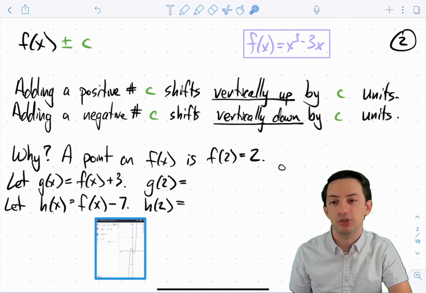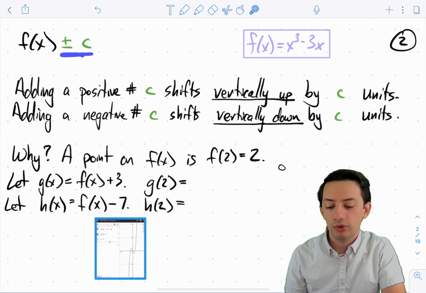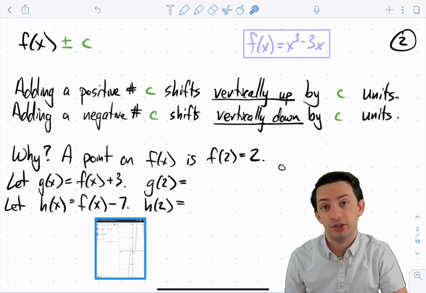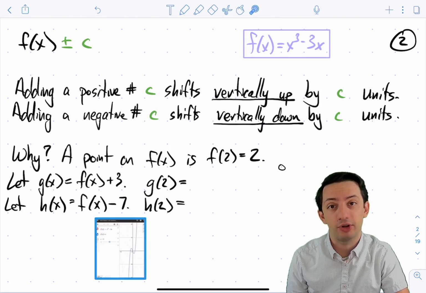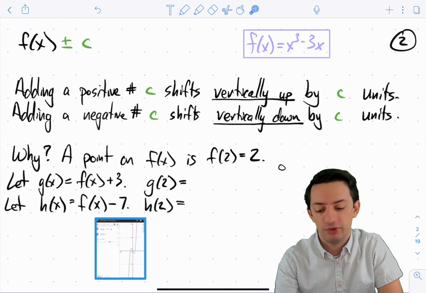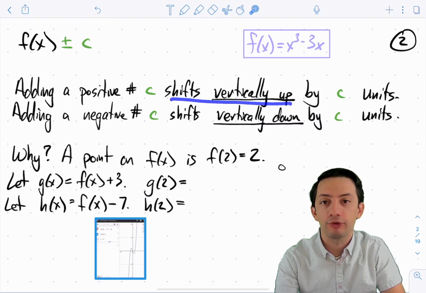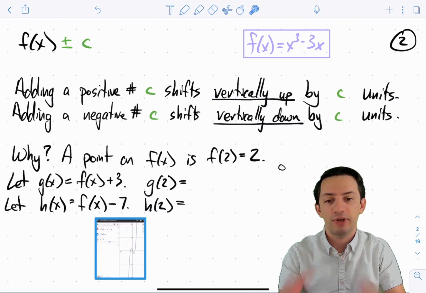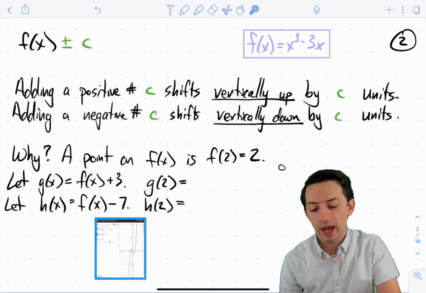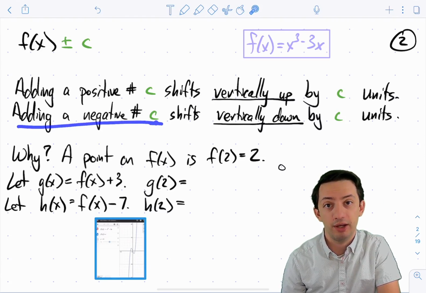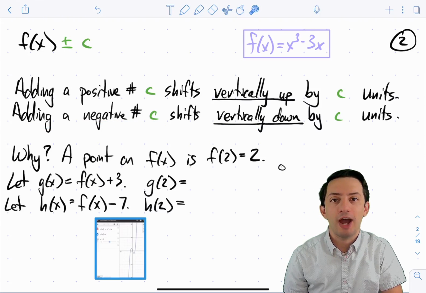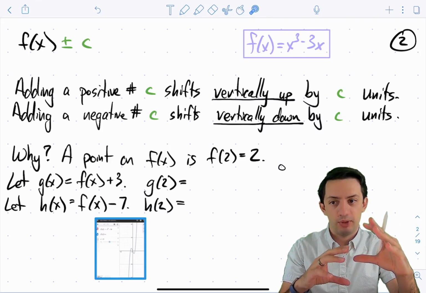The first transformation is adding or subtracting a number on the outside. So first I'll tell you what this does. Then I'll explain why it does it, and then we'll see a nice graph on our graphing calculator. First off, if c is positive, adding c shifts your whole graph vertically up by c units. So you've got this picture, and if you add 1, it takes the whole picture and moves it up 1 unit. If you add a negative c, or phrasing that a different way, if you subtract a positive c, that moves you vertically down. So if you subtract by 1, that takes everything and moves it down by 1.